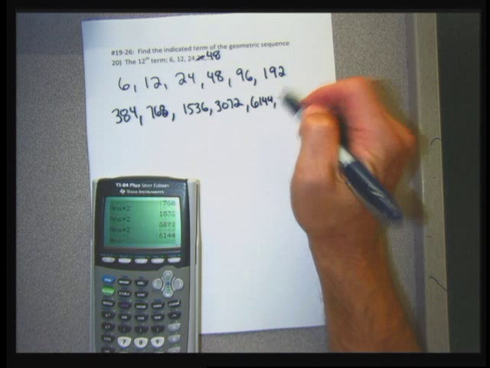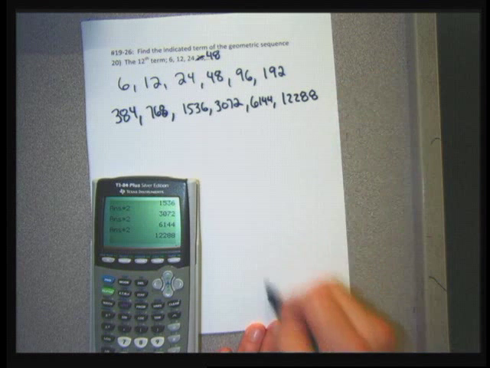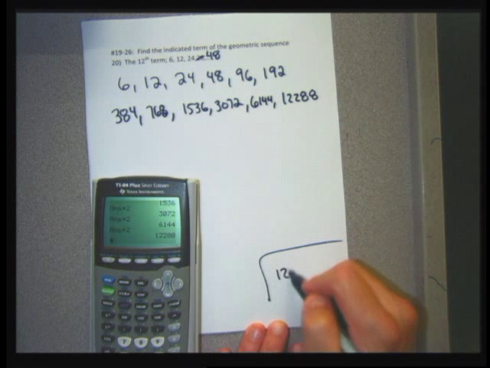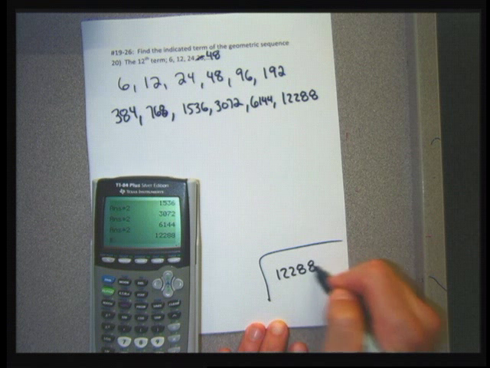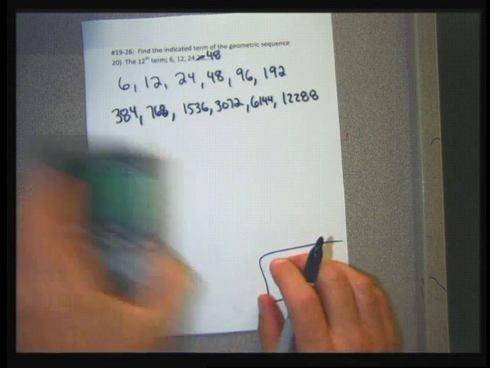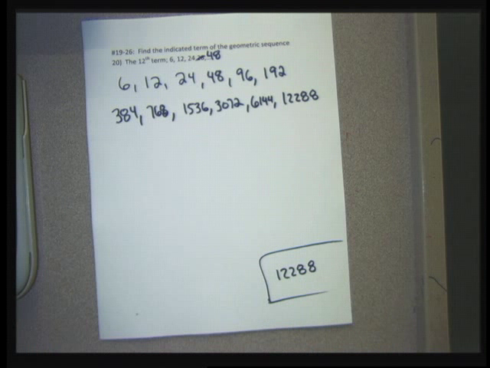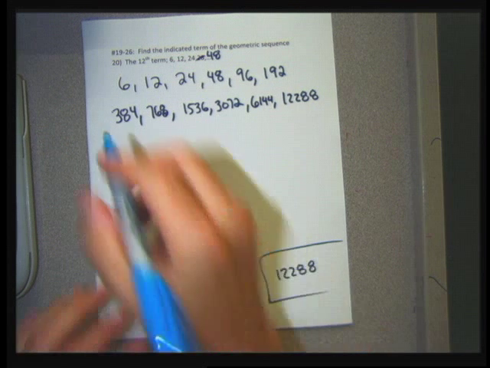Times 2 is 12,288. That's supposed to be the answer to this. The 12th term of this sequence is 12,288. That's not what I envisioned when I wrote this problem, but it's correct, and I would give you full credit if you did this on a test. I could definitely make it so it's not desirable to do this, and here's the strategy that we're supposed to use. The strategy that we're supposed to use first is to find a formula for a sub n.